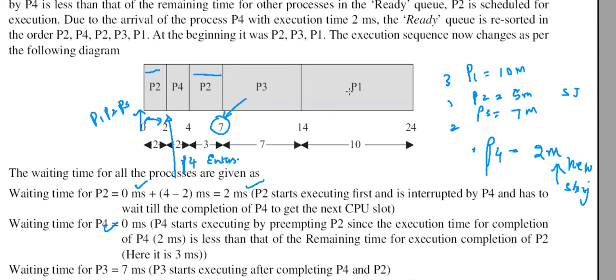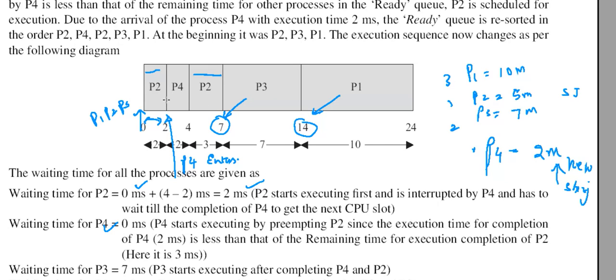And similarly, the waiting time for P1 is 7 plus this 7, which is 14. It should wait for P2 to complete, which is 5 milliseconds. It should wait for P4 to complete, which is 2 milliseconds. It should wait for P3 to complete, which is 7 milliseconds. So if you add all these, it is 14 milliseconds. So that is the waiting time of P1.